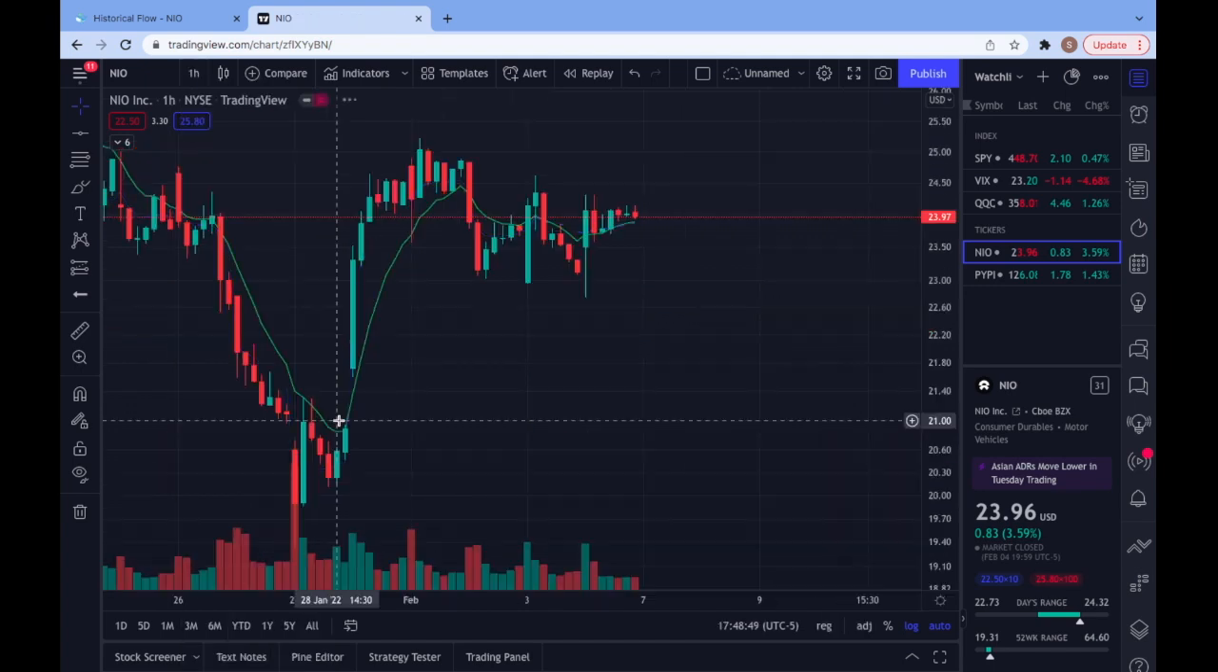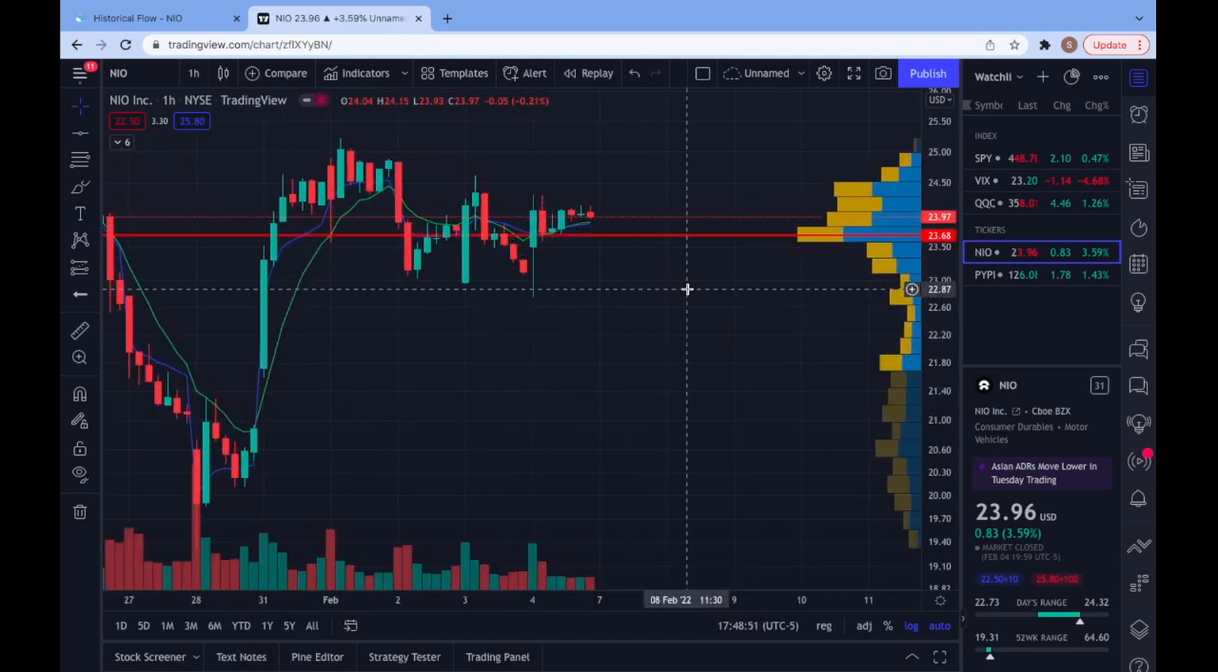But first I'm gonna break this down on the hourly. So what I'm looking for is inflection points. Points that have been hit multiple times, and these are gonna be my trigger levels.